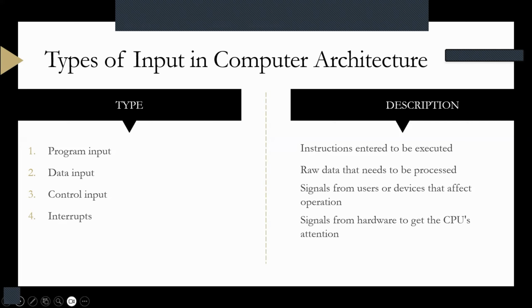And here we have the types of inputs in computer architecture. We have the program inputs, which are instructions entered to be executed. And we have the data inputs, which take raw data that needs to be processed. Then we have the control inputs, which are signals from users or devices that affect operations. And we have the interrupts, which are signals from hardware to get the CPU's attention.